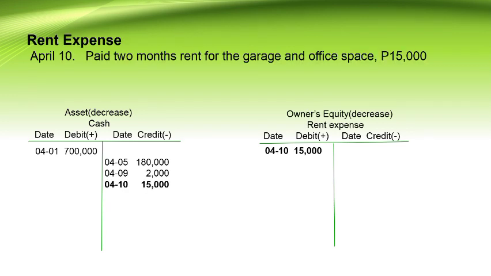April 10, paid 2 months rent for the garage and office space for 15,000. This transaction is all about the payment of the rent expense. Take a look at the owner's equity, which decreases when expenses increase. The payment for garage and office rent for 2 months requires a debit to an expense account and a credit to an asset account. So that makes the rent expense debited and cash credited for 15,000.